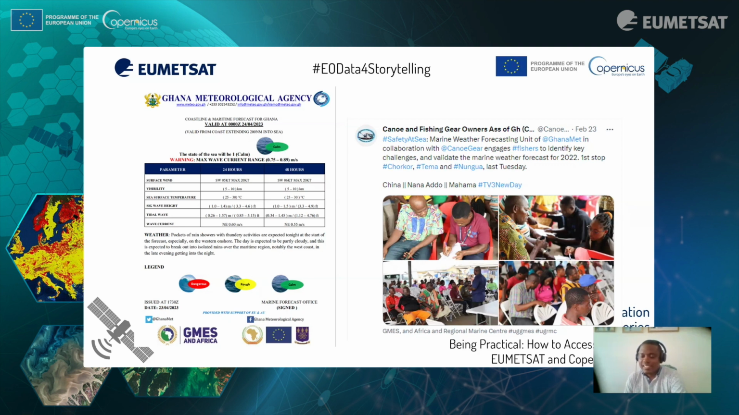In Ghana, this particular service has been integrated into the mainstream activities of the Ghana Meteorological Agency, and now they have a fully fledged marine weather bulletin that goes out to all the coastal communities on a daily basis. It includes parameters such as sea surface winds, visibility, sea surface temperature, significant wave height, and currents as well. And then it always goes along with the corresponding color codes, which makes it easy for the fishermen to understand the message.